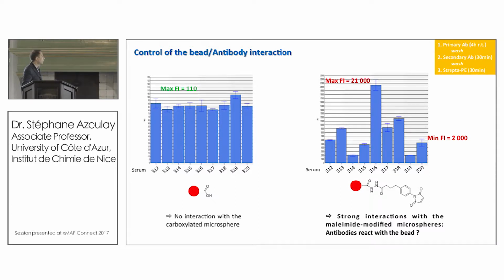But when we incubate our maleimide-modified microsphere with our sera, we were faced with a strong fluorescence intensity in all the cases, and it varied depending on the sera. That means that there was strong interaction between our maleimide-modified microsphere and the antibody. We imagined that maybe the antibody proteins contain cysteine that can react with the bead and covalently couple the antibody, and the reaction was not completely done.